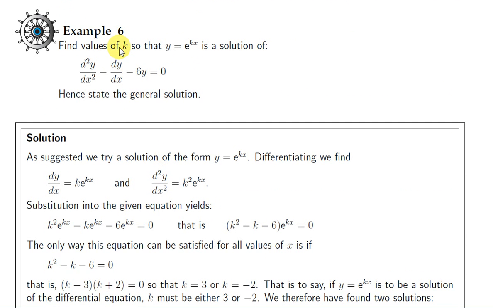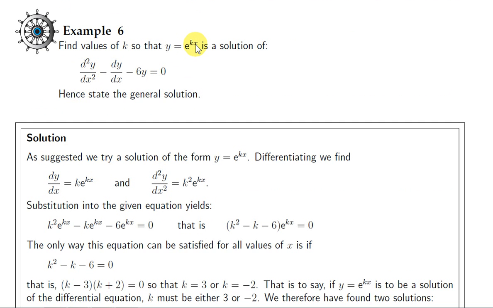In this example, we're going to find the values of k so that y equals e to the kx is a solution of this second order homogeneous differential equation. So we have constant coefficients here. We could call this a trial solution.